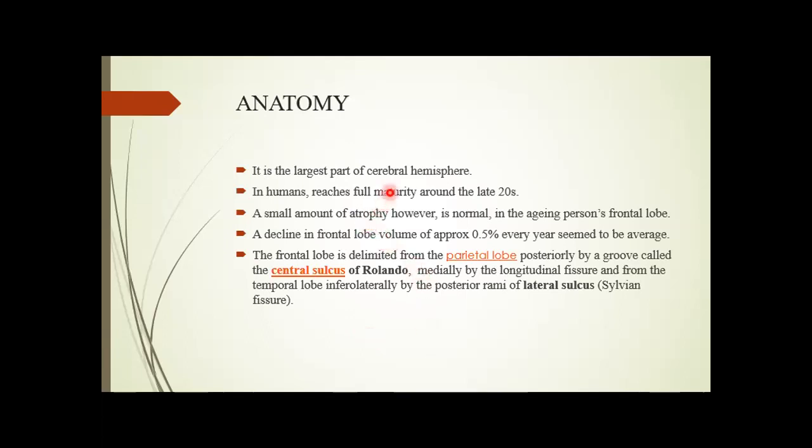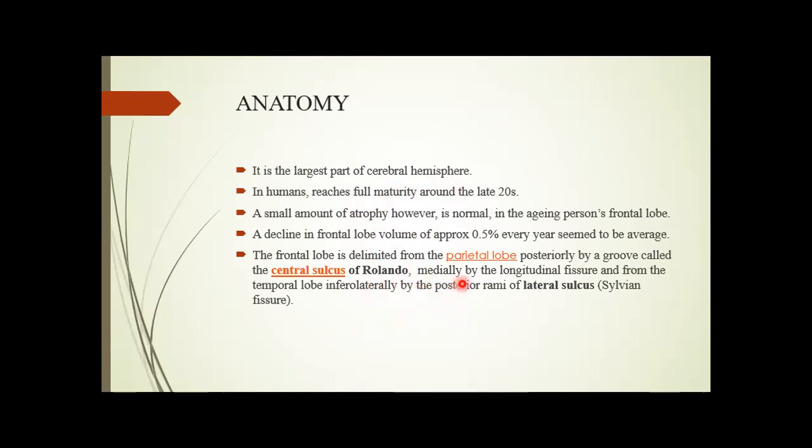Anatomy. It is the largest part of the cerebral hemisphere. In humans, it reaches its full maturity around the late 20s. A small amount of atrophy, however, is normal in the aging person's frontal lobe. A decline in frontal lobe volume of approximately 0.5% every year seems to be average.